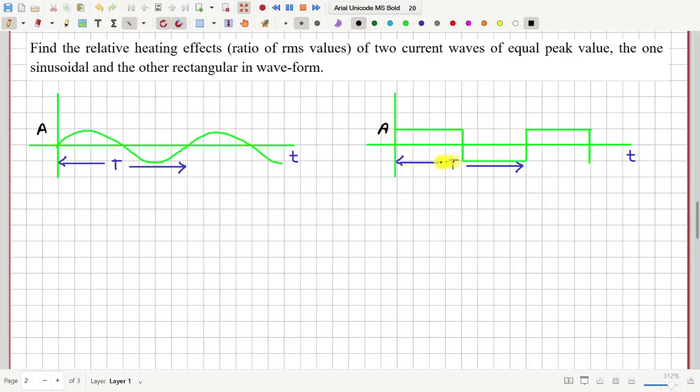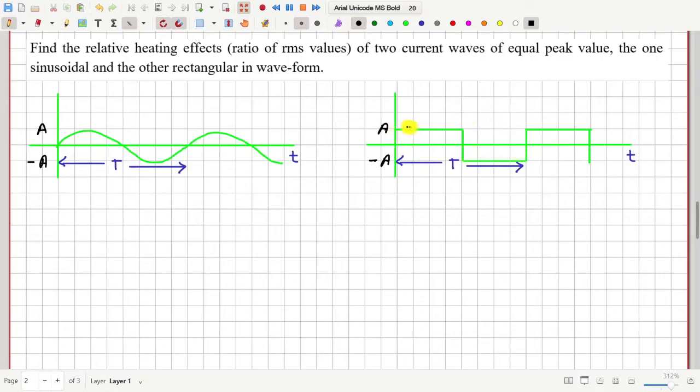So if this is A, then this is minus A, and here also this is minus A. We have to find the ratio of the two RMS values. First, let us calculate the RMS value of this rectangular waveform. To calculate RMS value, what do we have to do? First, we have to square this function.